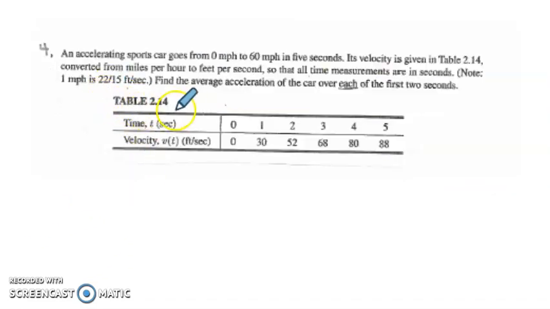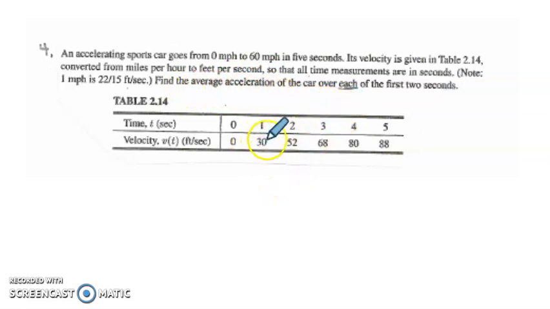Number 4 is giving us a table of values, and they say it's an accelerating sports car going from 0 to 60 miles per hour in 5 seconds. And by the way, 88 feet per second is 60 miles per hour. So this is already converted from miles per hour to feet per second, which is awesome. And they want us to find the average acceleration over each of the first 2 seconds.